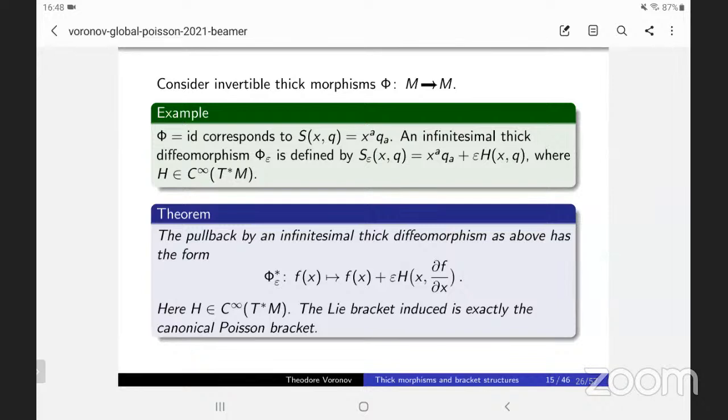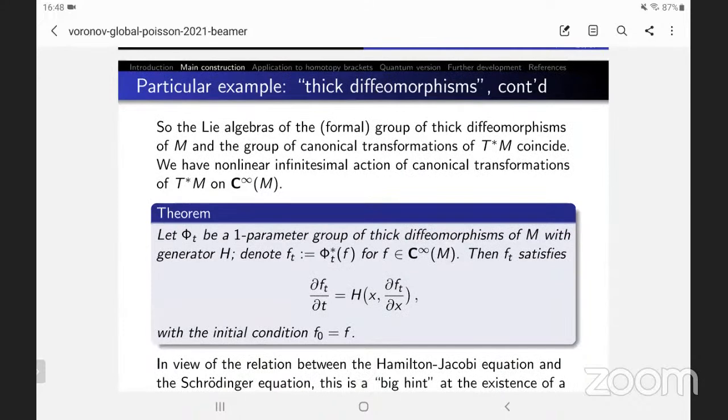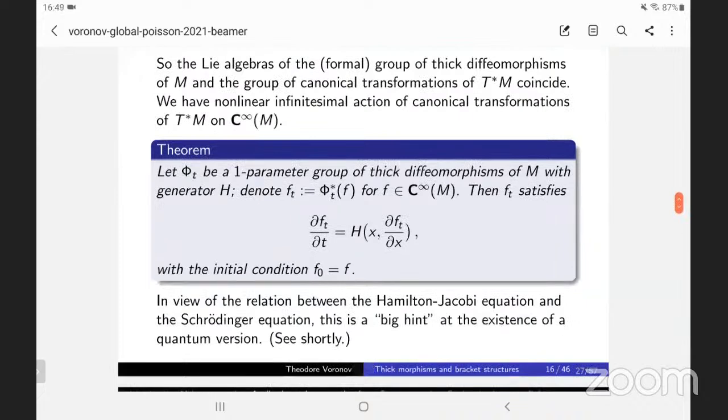Okay, and if you calculate the Lie bracket from this action, it's again a very nice exercise, you'll find the canonical Poisson bracket. So we have the same Lie algebra. So thick diffeomorphisms of M and canonical transformations of T*M infinitesimally coincide, one and the same thing, right? And you immediately should think about at least two things. First, a quantum version, because the Hamilton-Jacobi equation, as we all know, is a classical limit of the Schrodinger equation. So we must look for a quantum version, and there is a quantum version.